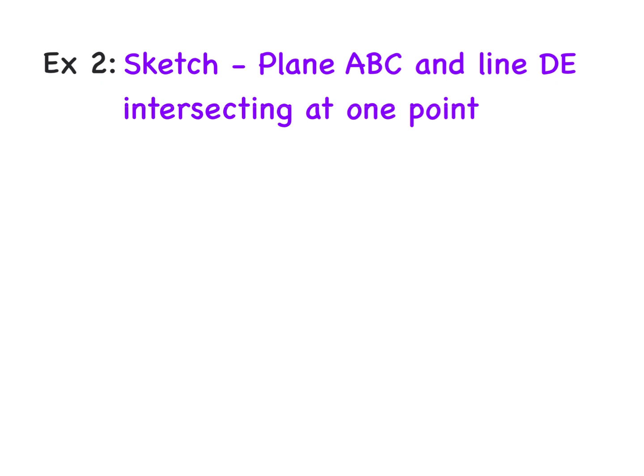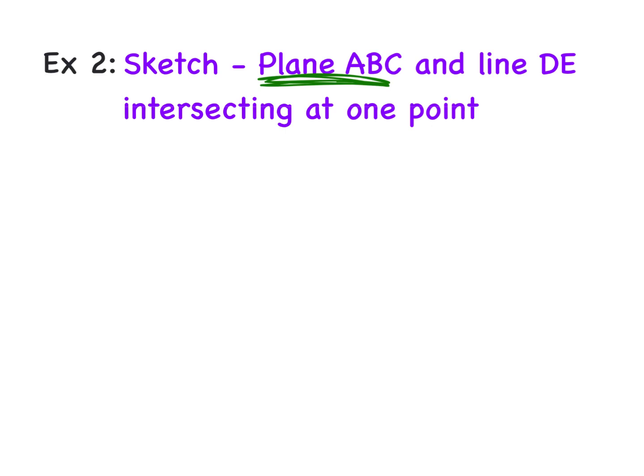So it says sketch plane ABC and line DE intersecting at one point. So basically draw them. My recommendation is don't try to grasp all of it at once. Do one at a time. Do one little section at a time as you're doing this, and it'll make it a little simpler. So the first thing they want us to draw is plane ABC. So I'm going to do each little drawing in a different color.